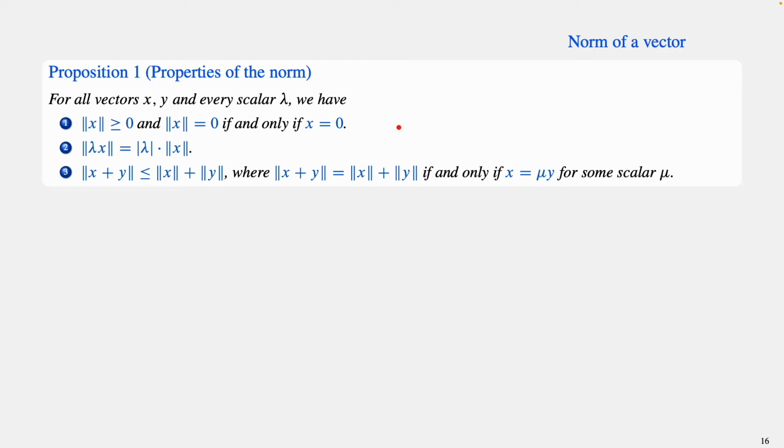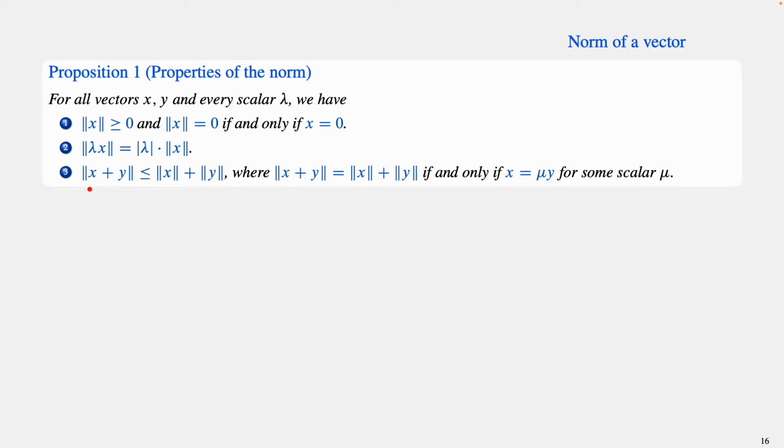And some important properties of the norm are as follows. So if we have two vectors x, y and any scalar lambda, then the following holds. The norm is always greater or equal to 0, and it is 0 precisely if x is the 0 vector. So any non-zero vector has a positive length. Now the norm of the multiple of a vector is the same as the norm of the vector multiplied by the absolute value of this scalar that we take for the multiple.